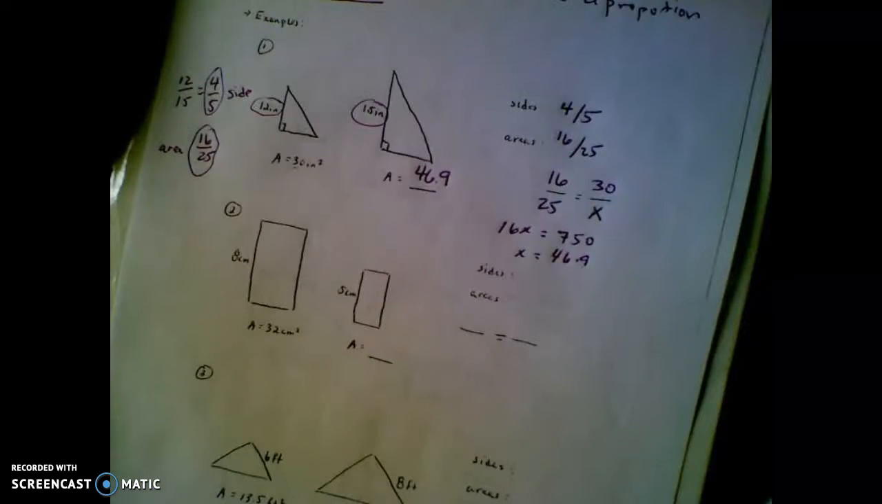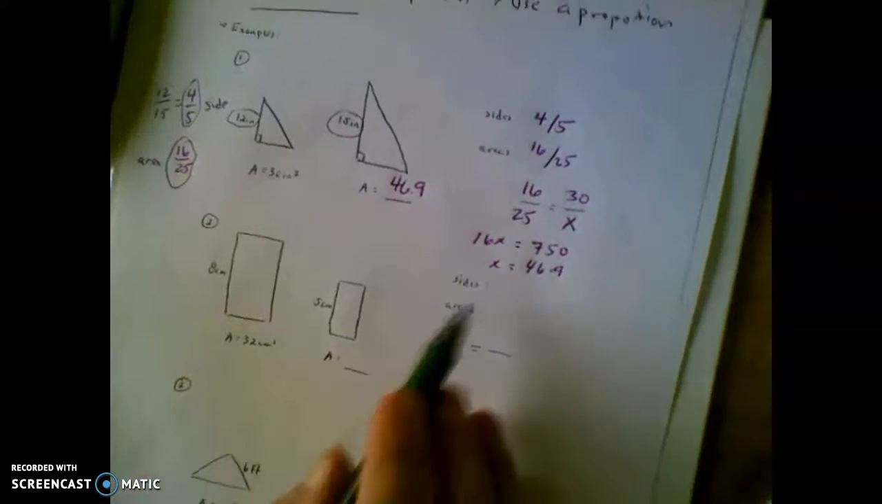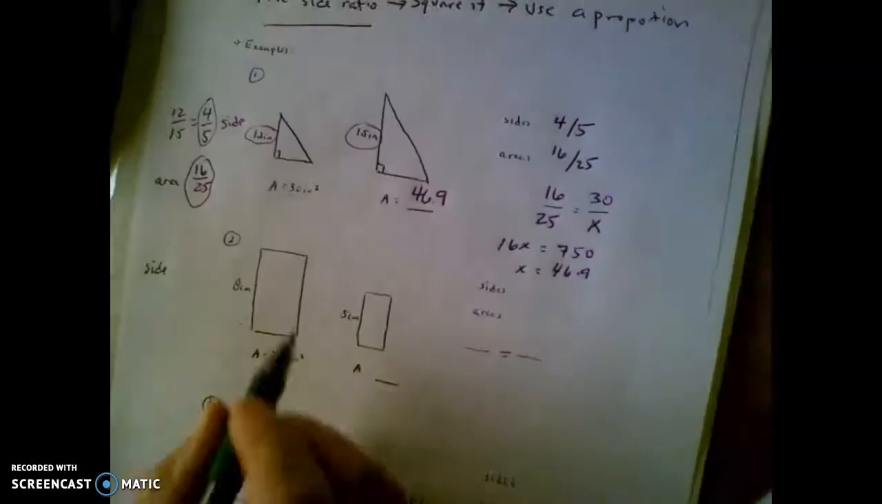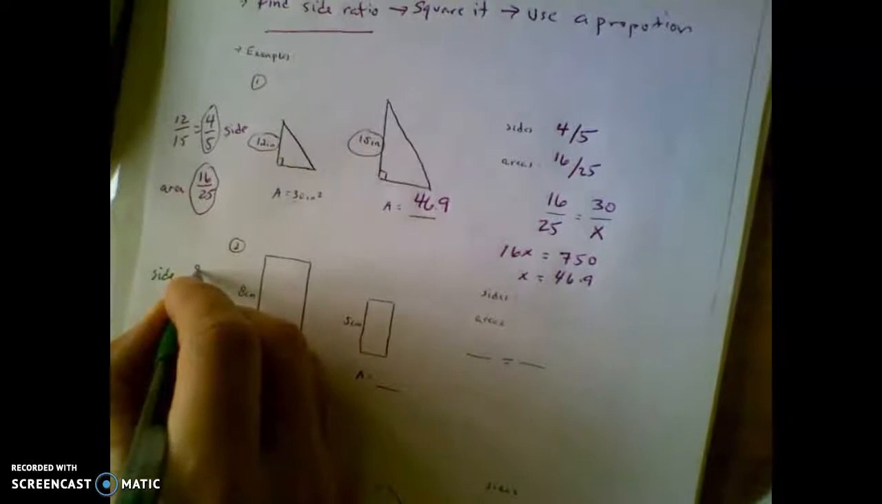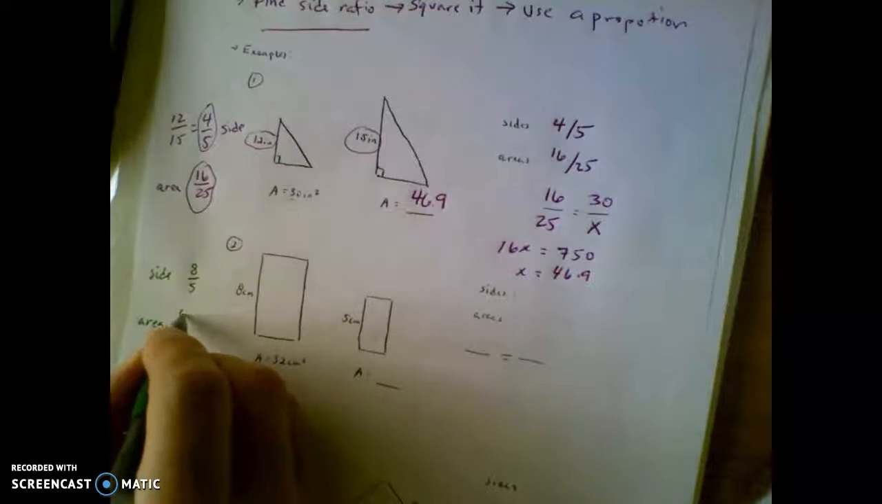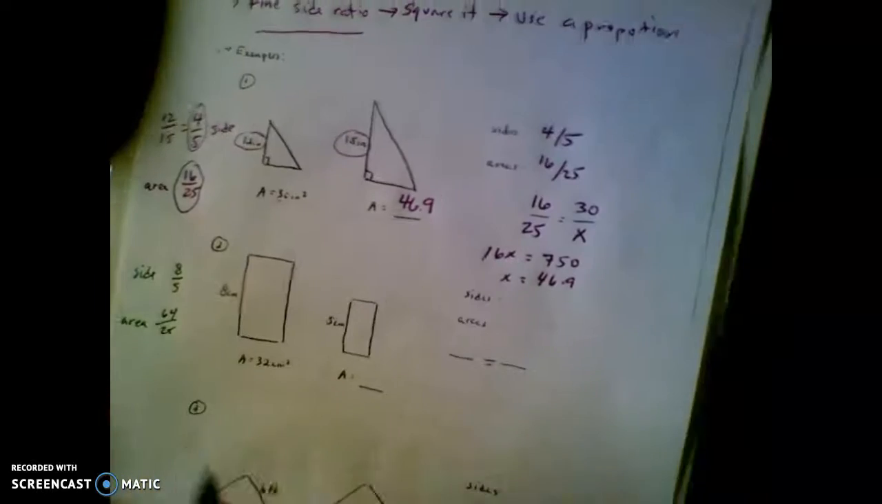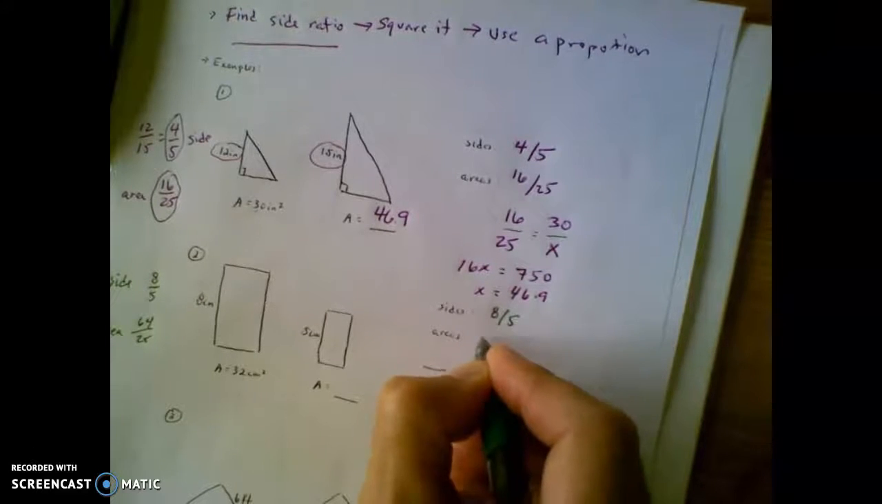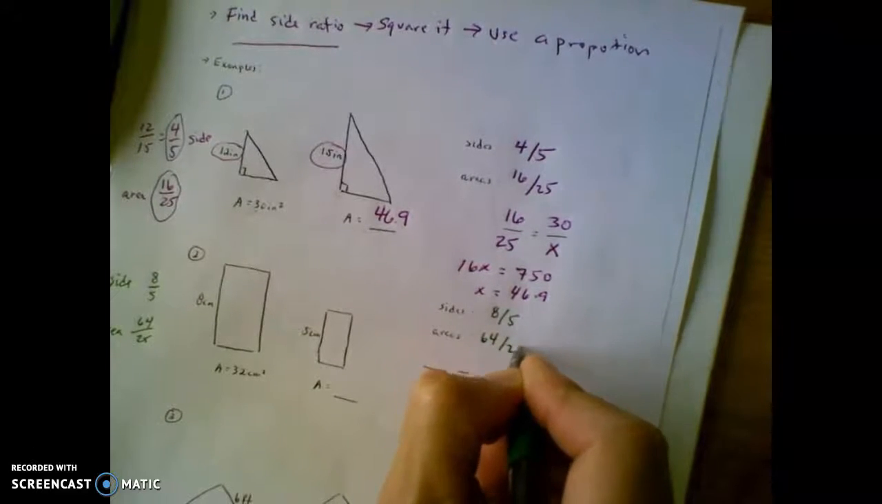Alright, so let's try another one. Down here, I have these rectangles now. So again, the first thing I can get is the ratio of the sides. Again, 8 and 5 does not reduce. And then all I got to do is just square that. 64 to 25. And that's what I'm going to use in the proportion. So the side ratio is 8 to 5. Area ratio is 64 to 25.